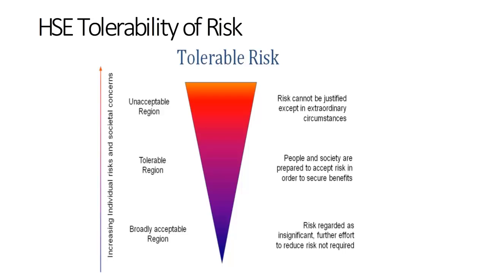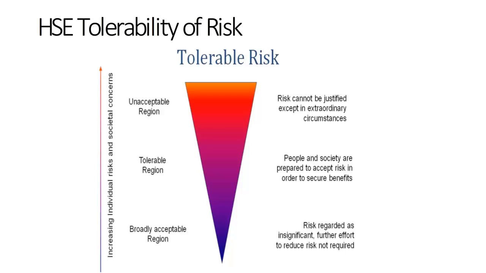The blue zone at the bottom, on the other hand, represents a broadly acceptable region. Risks falling into this region are generally regarded as insignificant and adequately controlled. Risk managers or regulators would not usually require further action to reduce risks unless reasonably practicable measures are available. Risks in this region are comparable to those that people regard as insignificant or trivial in their daily lives.